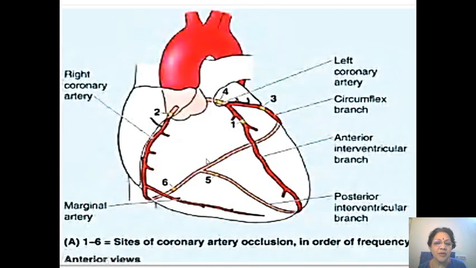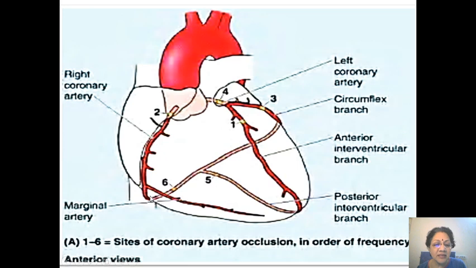The common areas where this gets blocked: one is the left anterior descending vessel, a branch of the left coronary. Two is the beginning, the main stem of the right artery. Three is in the circumflex branch of the left. Four is the main stem of the left coronary. Five is the posterior interventricular branch from the right coronary. This is a common place for it to get blocked.